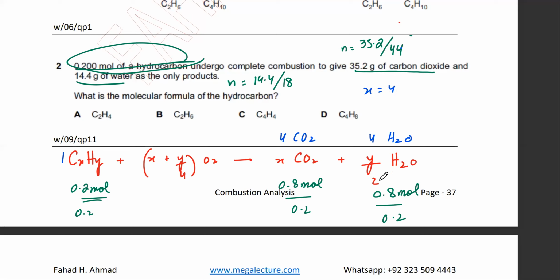And what's the value of Y by 2? That should also be equal to 4. And that means Y becomes 8. So it's C4H8. Is this clear?